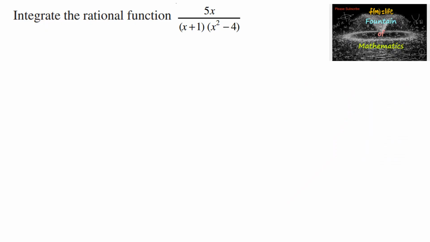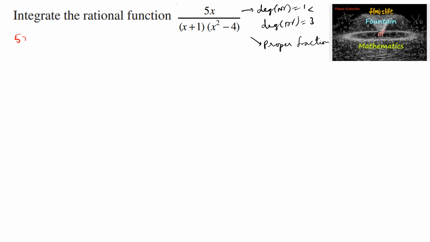Integrate the rational function 5x upon (x plus 1)(x square minus 4). We can say that the degree of numerator is 1 and the degree of denominator is 2 plus 1, 3, and here 1 is less than 3, so we can say this is a proper fraction. So we can resolve into partial fractions.